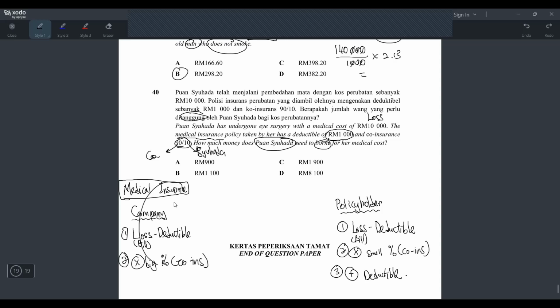So, do I use this formula or this formula? The company one or the policy holder one? Of course the policy holder, because I'm trying to find the cost the policy holder has to bear, not the company. So I'll use this formula. Loss minus deductible. Loss is 10,000, minus deductible 1,000, gives 9,000. But do we multiply this 9,000 by 90% or 10%? Multiply by 10%, because I'm trying to find what Syuhada bears, not the company. If it's the company, I multiply by 90%, and straight away that's the answer.